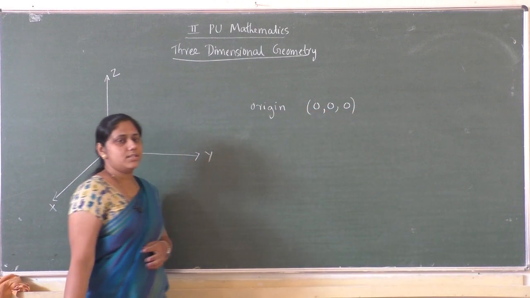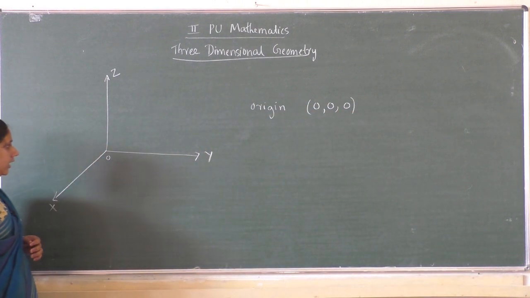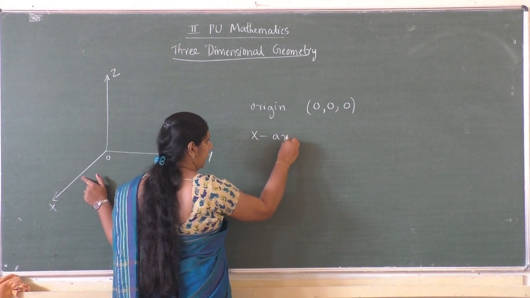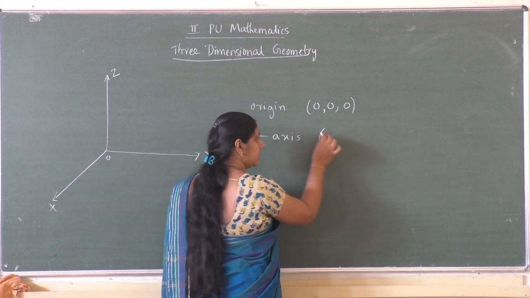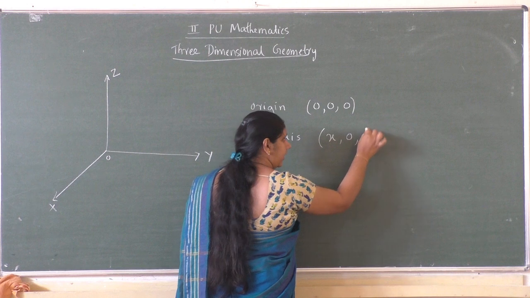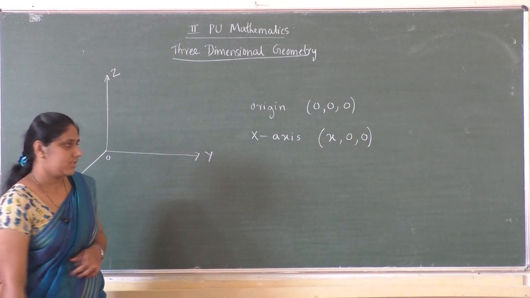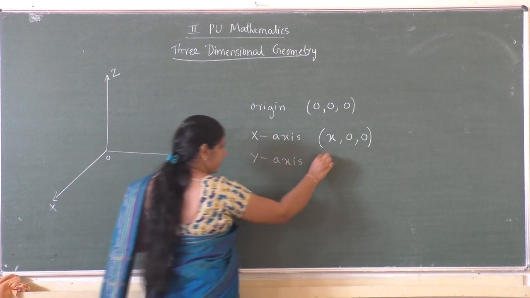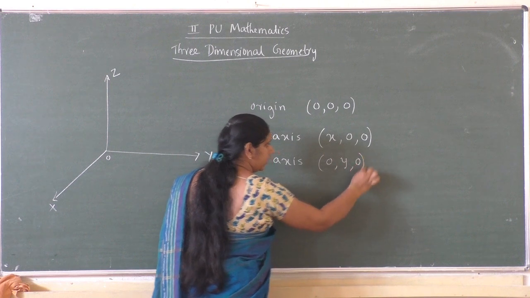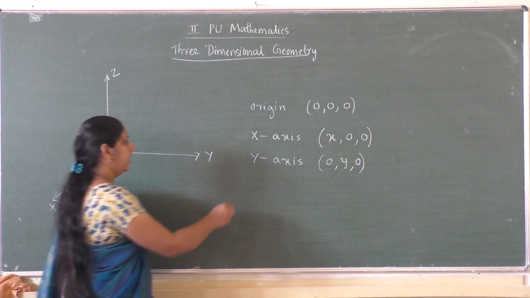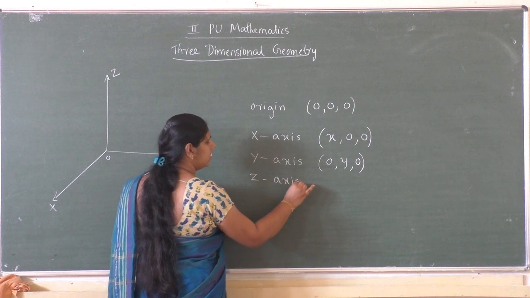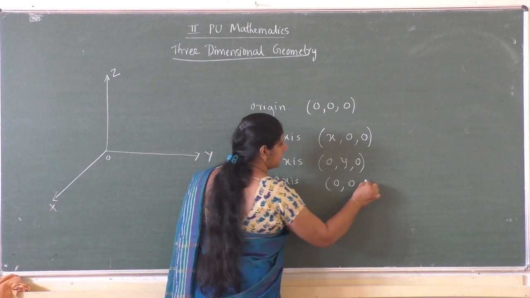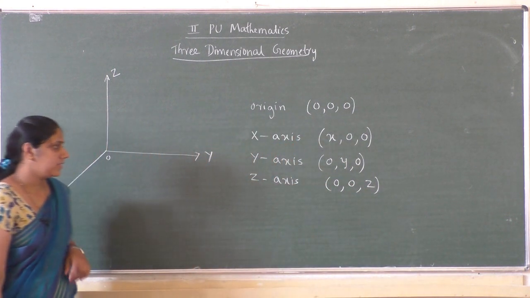It is the triplet 0, 0, 0. Any point on the x-axis: what is the coordinate of any point on the x-axis? It is x, 0, 0. Any point on the y-axis: what is the coordinate? 0, y, 0. And any point on the z-axis: what is the coordinate of any point on the z-axis? 0, 0, z.